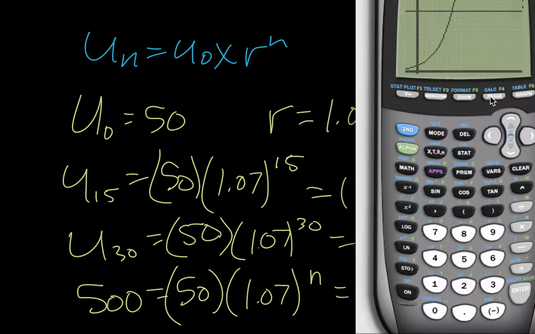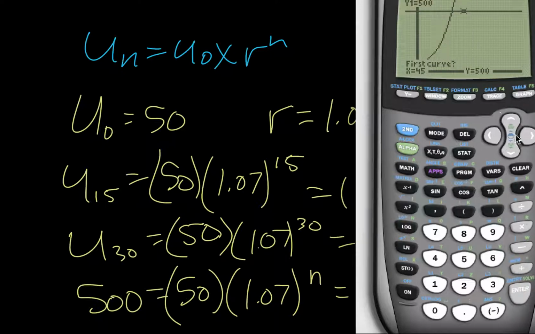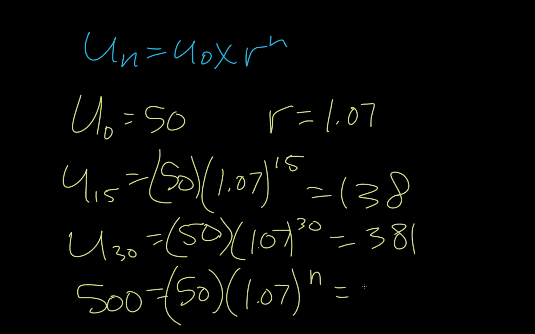We just go second calc. Maybe it's not done thinking. There we go. Second calc. Go to intersection, which is number 5. Click on the first curve, click on the second curve, and then we want to guess. There we go, found the cursor, put it as close to the intersection as we can. And the intersection is at 34 approximately. And so we just say 34 weeks.